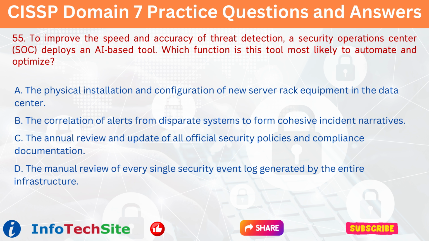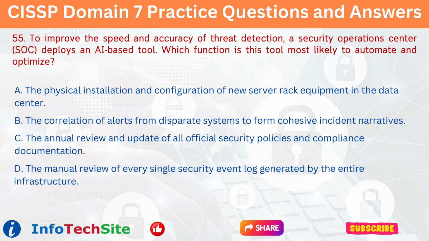55. To improve the speed and accuracy of threat detection, a Security Operations Center, SOC, deploys an AI-based tool. Which function is this tool most likely to automate and optimize? A. The physical installation and configuration of new server rack equipment in the data center. B. The correlation of alerts from disparate systems to form cohesive incident narratives.